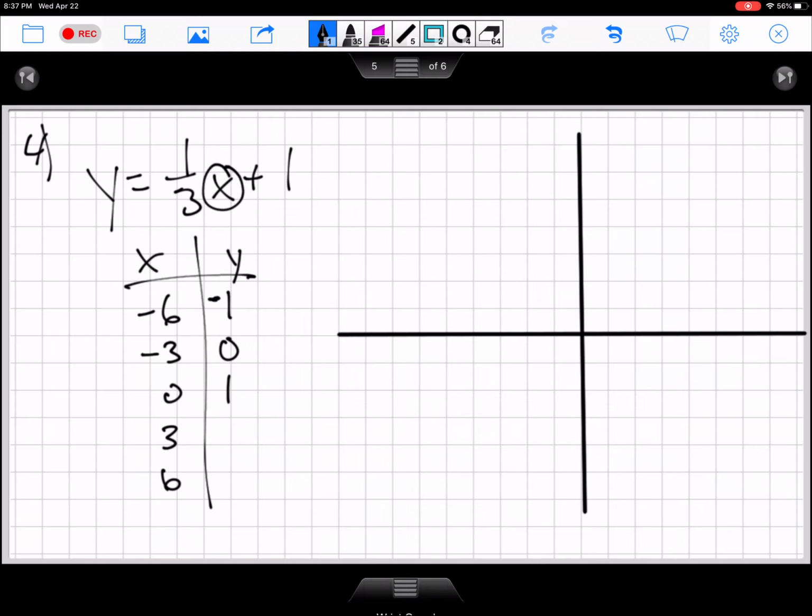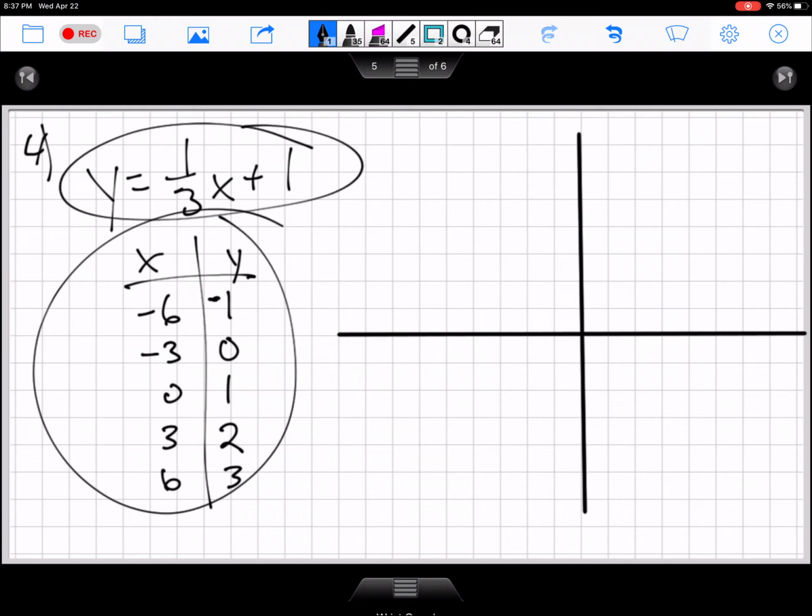All right, I substitute in 3 for x. A third of 3 is 1. 1 plus 1 is 2. Substitute in 6 for x. A third of 6 is 2. 2 plus 1 is 3. So you'll notice my values are going up. That's because that number is positive. And it's going up 1 whole for every 3 because it's a third. So now I need to plot my points on my graph, my third representation. I have an equation, a t-chart or table, and now I'm going to work on my graph. So negative 6, negative 1, negative 3, 0, 0, 1, 3, 2, and 6, 3.